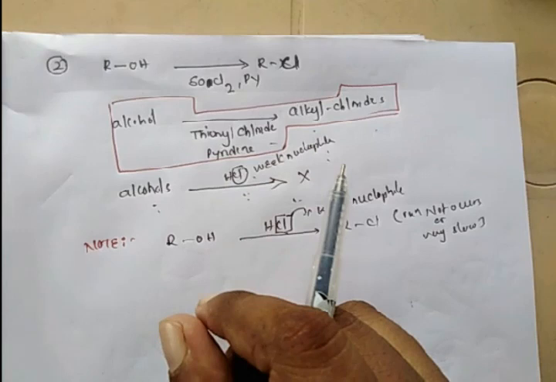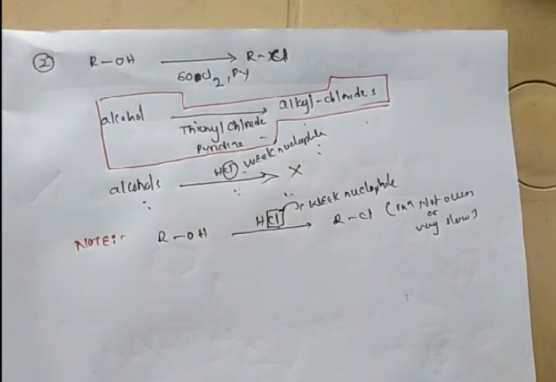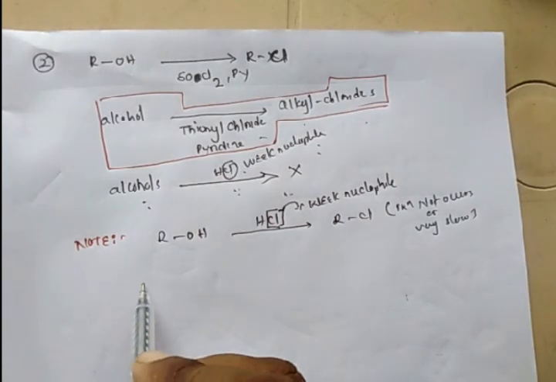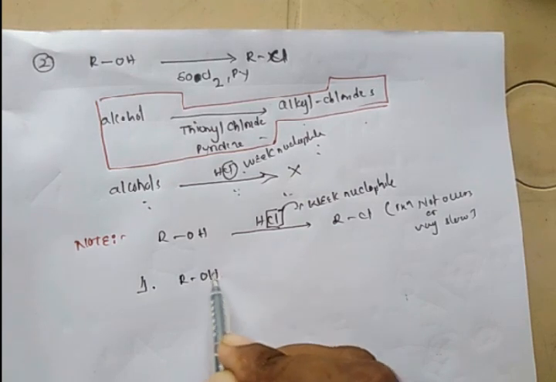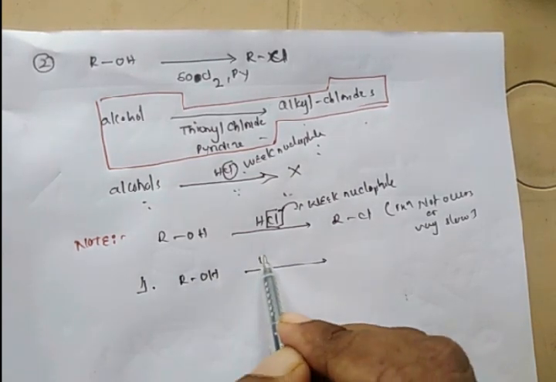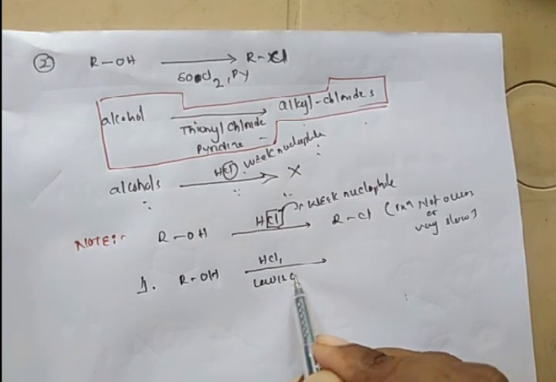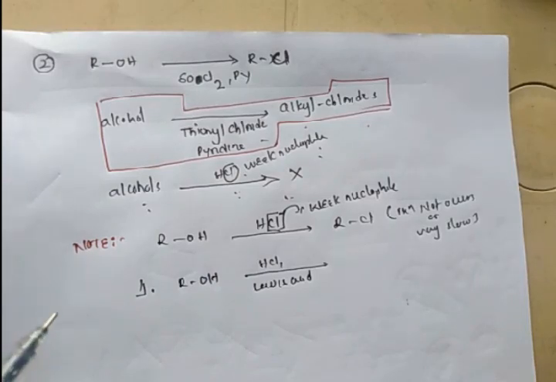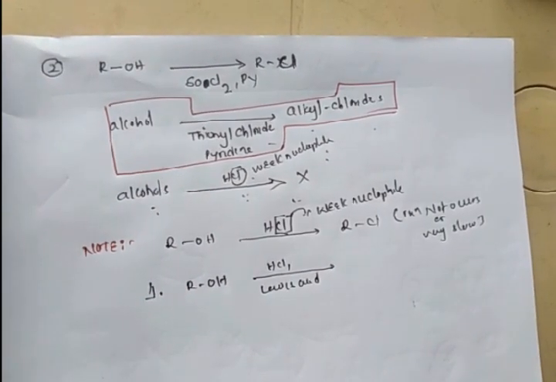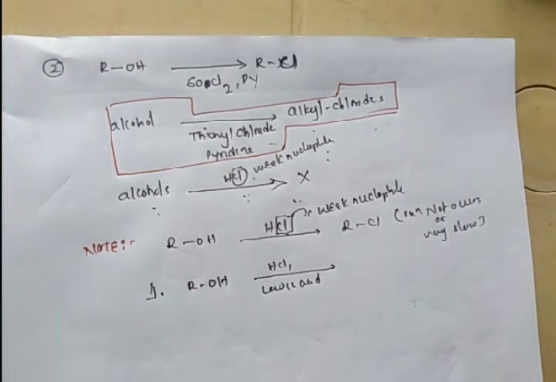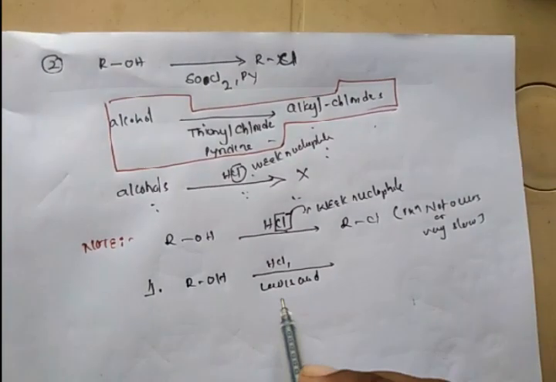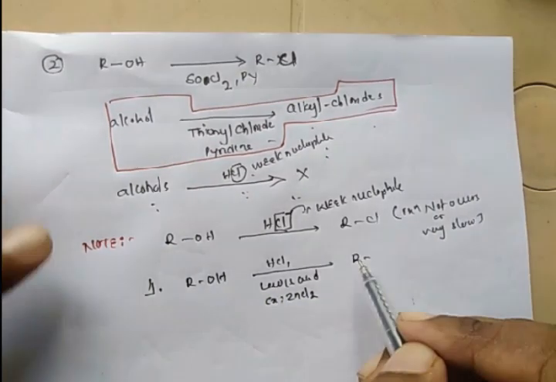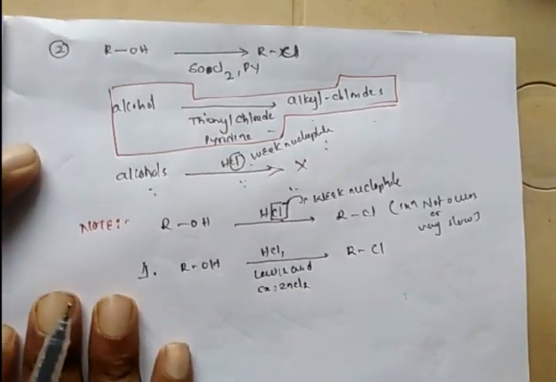Okay, so the best alternatives for the transformation of an alcohol into alkyl chloride are two possible methods. The first is treatment of alcohols with HCl in presence of a Lewis acid, for example ZnCl2. We can transform this alcohol into an alkyl halide.